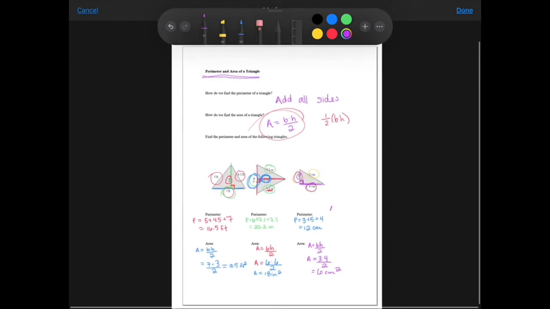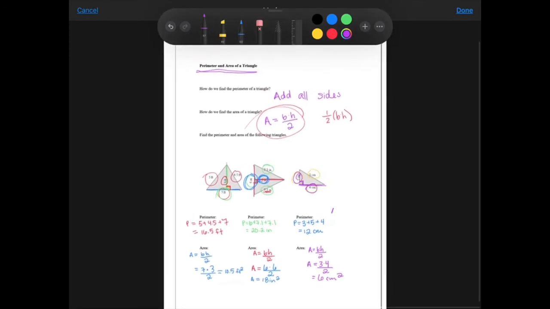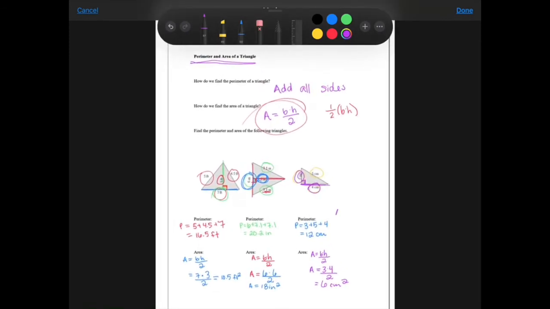Alright, that is it for perimeter and area of a triangle. This is all stuff you've seen before, so this should be really simple and straightforward.